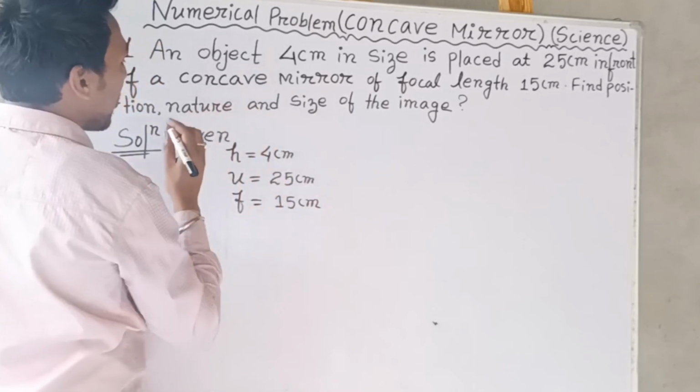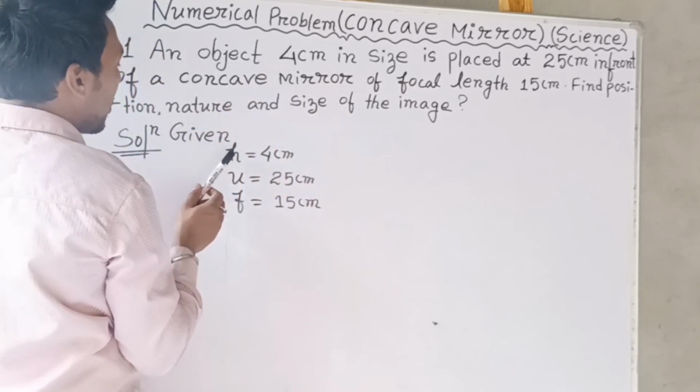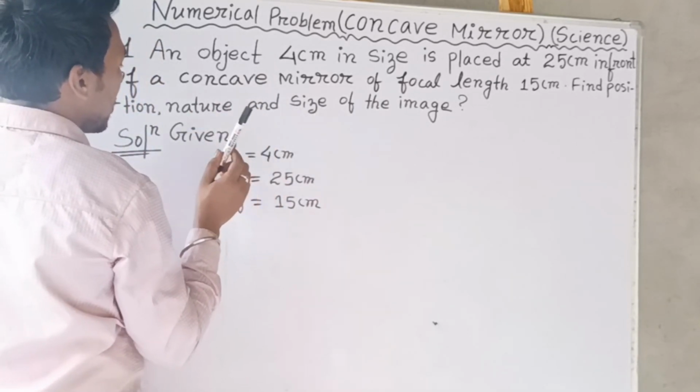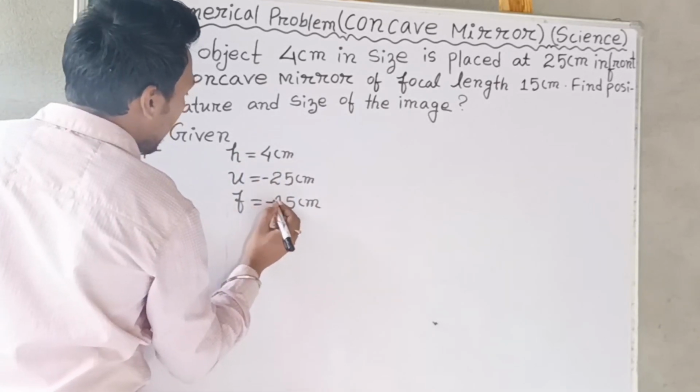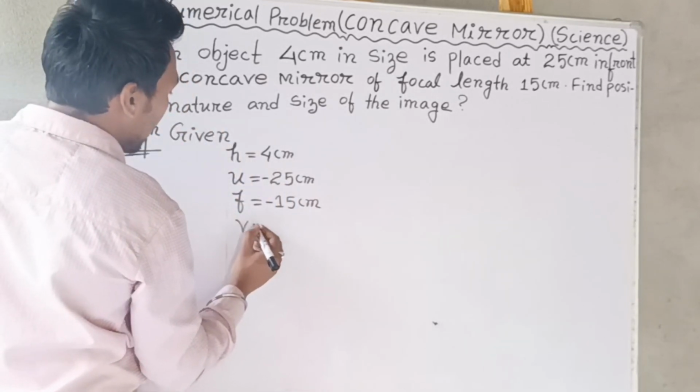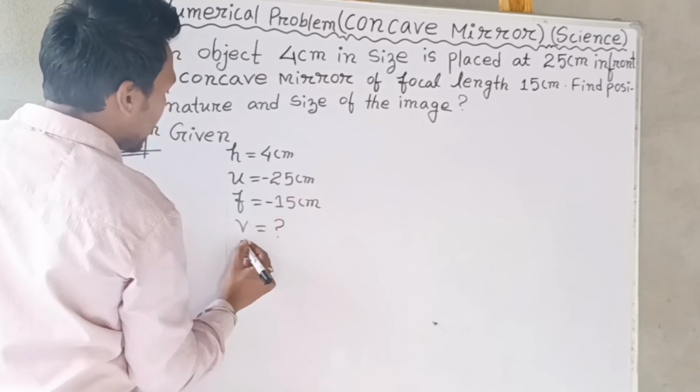So after writing these given values, use the sign convention. Now in a concave mirror, h value is always positive, u value is always negative. So right here negative. f value is always negative. So right here negative. So from this question we will find the v value and h dash value.